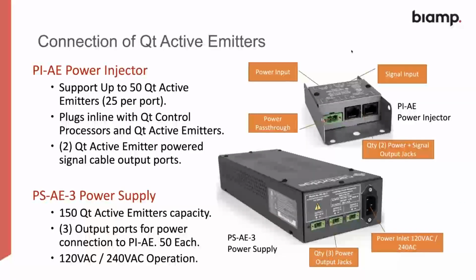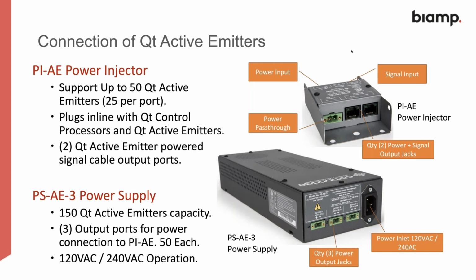The way you hook it all up is explained here. We use the PIAE power injector and the PSAE3 power supply. Now the power injector supports up to 50 QT active emitters, so we use them up to a maximum of 25 per port. It plugs in line with the QT control processors and the QT active emitters. You can use 2 QT active emitters powered signal cables output ports, and you'll see on the right hand side the schematic where all the connectivity is.